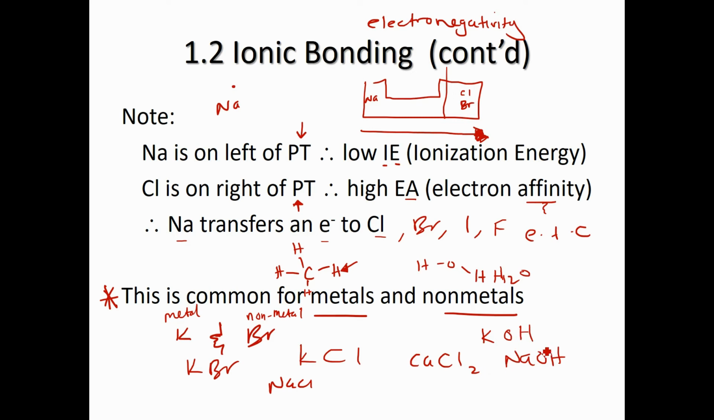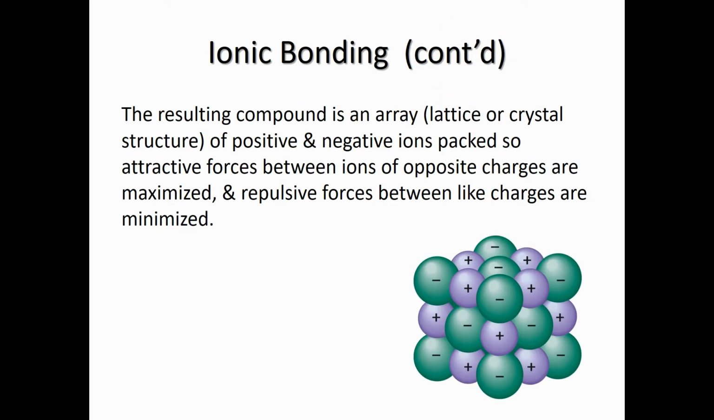KBr, KCl, calcium chloride, potassium hydroxide, sodium hydroxide. Anywhere you see a metal, a true metal and a nonmetal, expect ionic bond between the metal and the immediate nonmetal bonded to it. Ionic compounds usually form crystals. So we call the array of the pattern a lattice or crystal structure, and it's usually a clear, organized pattern, not random, of positive and negative species close together.